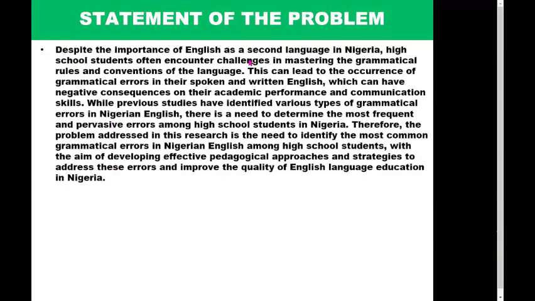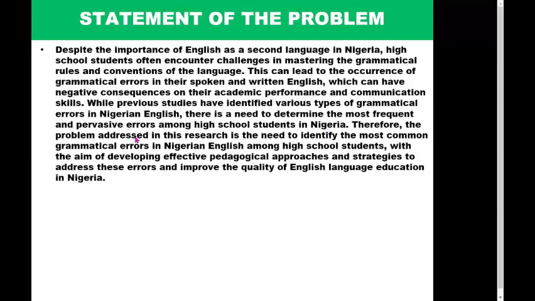Despite the importance of English as a second language in Nigeria, high school students often encounter challenges in mastering the grammatical rules and conventions of the language. This can lead to the occurrence of grammatical errors in their spoken and written English, which can have negative consequences on their academic performance and communication skills. While previous studies have identified various types of grammatical errors in Nigerian English, there is a need to determine the most frequent and pervasive errors among high school students in Nigeria.